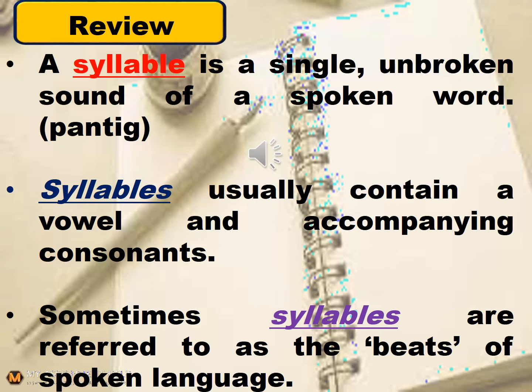Let's review. A syllable is a single, unbroken sound of a spoken word. In Tagalog, it's pantig or pagpapantig. Syllables also usually contain a vowel, the a, e, i, o, u, and accompanying consonants. Sometimes syllables are referred to as the beats of spoken language. So let's proceed to the next slide to see the beat.